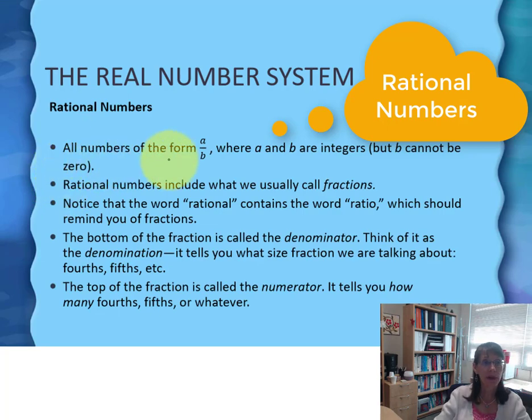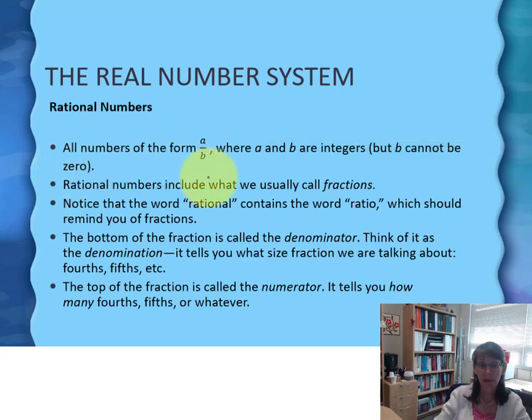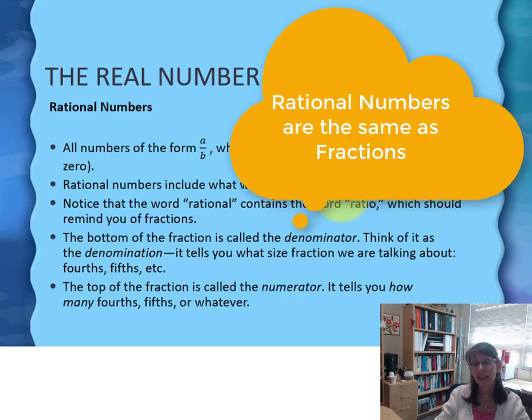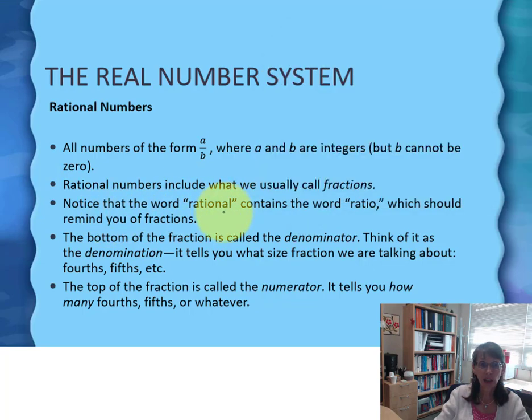Rational numbers are in the form a divided by b, where a and b are integers. However, b cannot be 0. We cannot divide by 0. That would be an undefined amount. Rational numbers include what we usually call fractions, so a rational number and a fraction are the same thing. Notice that the word rational contains the word ratio, which should remind you of fractions.